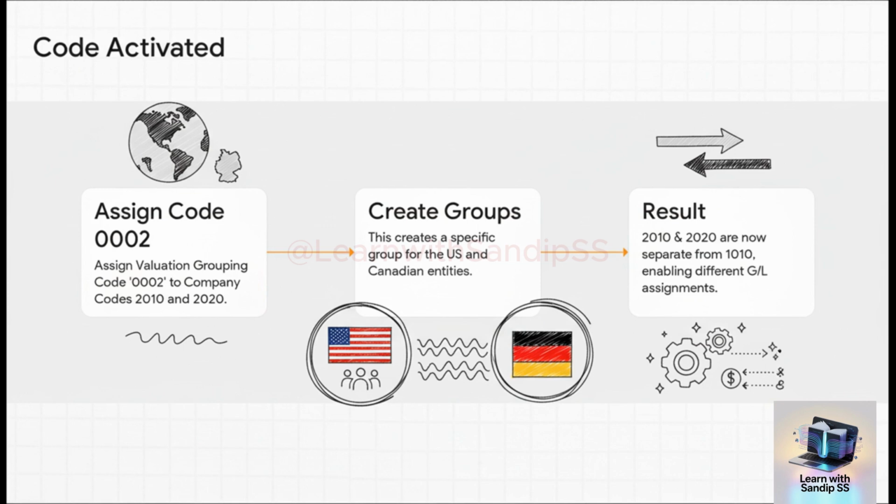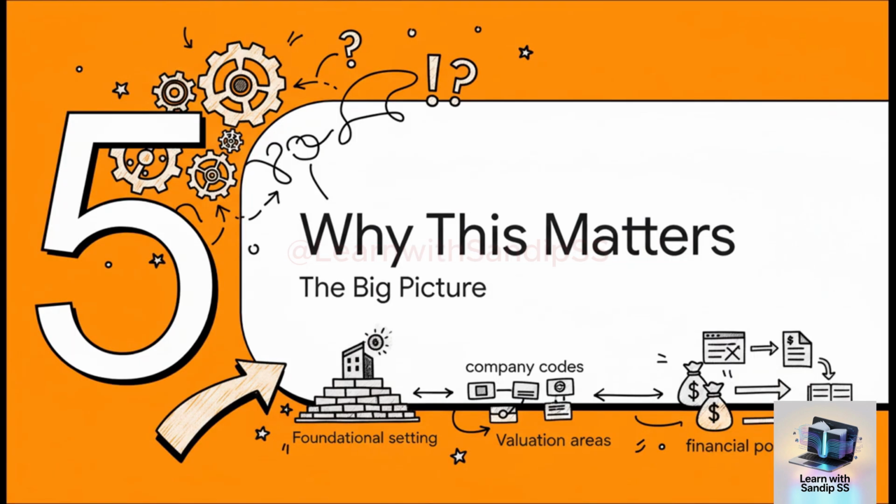And the result? Now the US and Canada are treated identically to each other, but they are treated separately from the German company, even though all 3 are still using the exact same chart of accounts. We've just unlocked the ability to have different accounting rules. So that's the how. It's a pretty elegant solution, right?